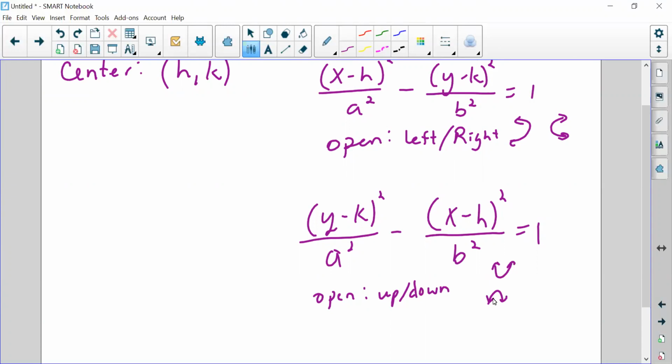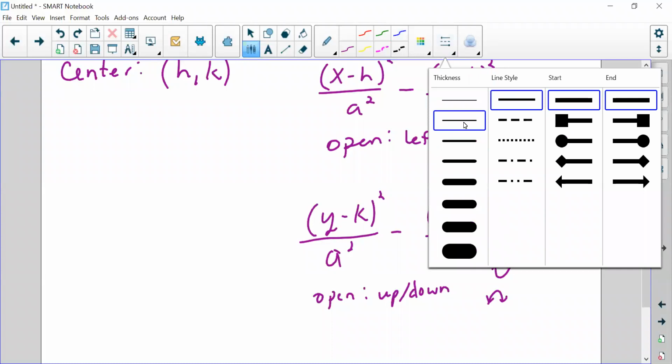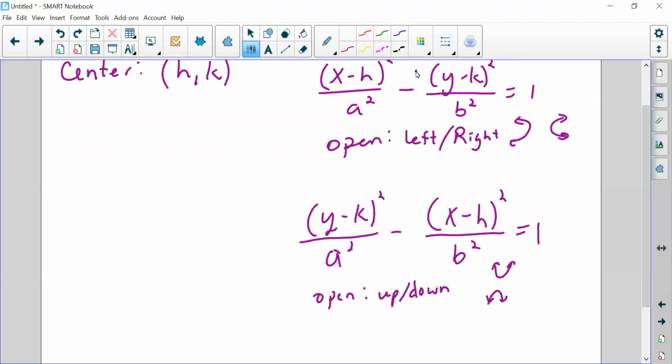Okay, so in blue, I'm going to do the options if the x squared term is positive. And if the y squared term is positive, I'll show you that formula in purple. Finding our vertices changes based on which form we're doing.